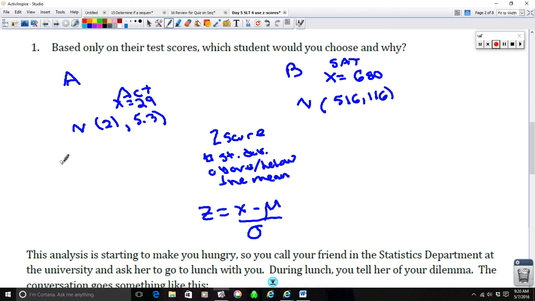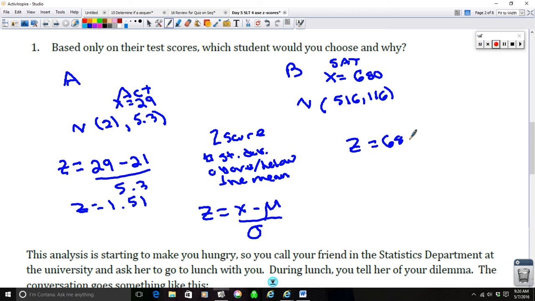So student A would have had a z-score of 29, which is x, minus 21, the population mean, over the standard deviation of 5.3, or a z-score of 1.51. Student B would have had a z-score of 680, which is x, minus 516 over 116, or a z-score of 1.41. So who did better? Who had the higher z-score? It would have been student A.